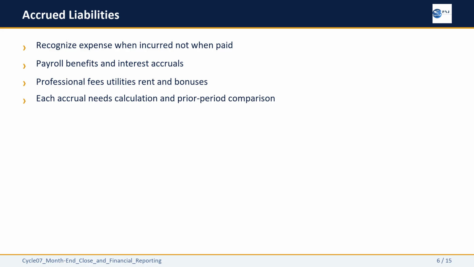The major categories include payroll for wages earned but not yet paid, the benefits riding on that payroll, professional fees for legal and audit work already rendered, utilities on billing cycles that do not match your calendar, rent, bonuses and commissions, and interest on debt. Each accrual above a threshold needs a calculation backup, a comparison to the prior period, an explanation for any swing, and sign-off from the finance director.